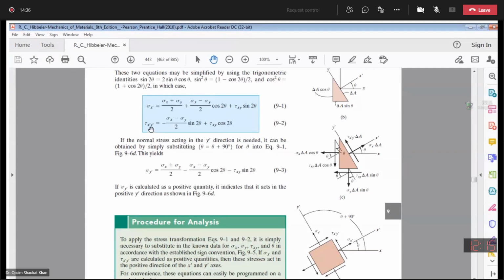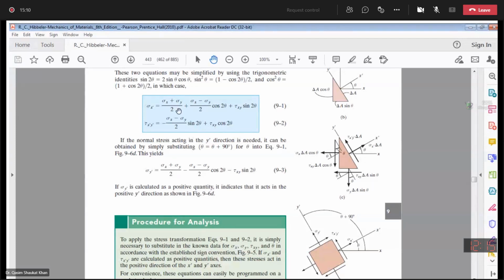And we also derived the transformed shear stress equation. Tau x dash y dash is equal to minus sigma x minus sigma y over 2 sine 2 theta plus tau xy cos 2 theta. So these equations we have derived for the computation of the transformed normal and shear stresses. It means that if your element is oriented at an angle theta, and we want to calculate the transformed normal and shear stress, we can use these expressions.